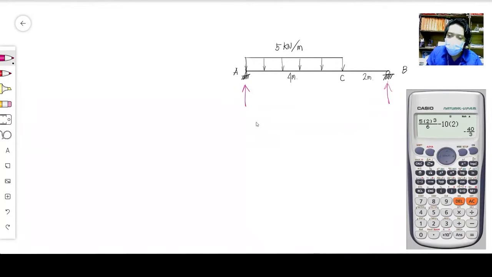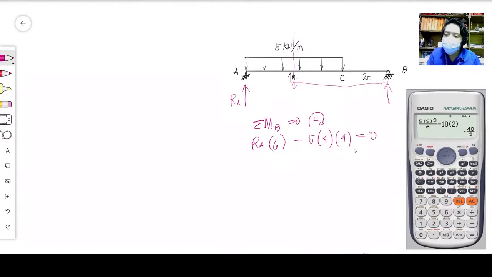We have the summation of moments at point B equal to 0, with clockwise as positive. You have RA multiplied by 6, minus 5 times 4 times 4, because the resultant is at 2 plus 2, so this distance is 4. This is equal to 0. So your RA is 4 times 4 is 16, 16 times 5 is 80, 80 divided by 6 is 40 over 3. This is in kilonewton. That's the value for RA.